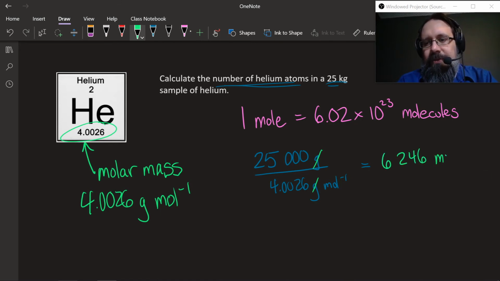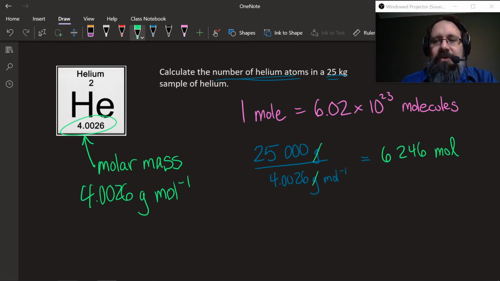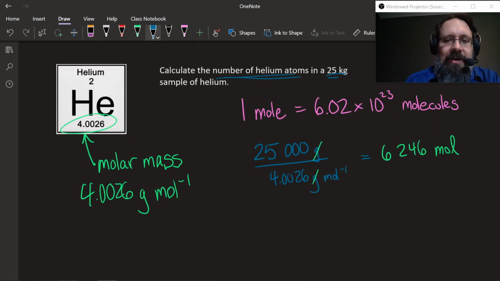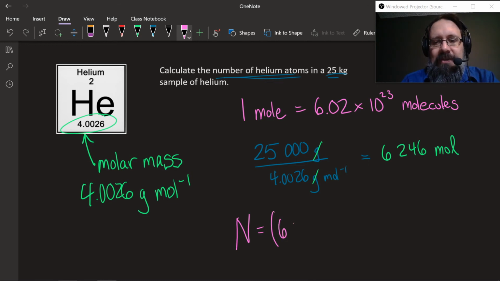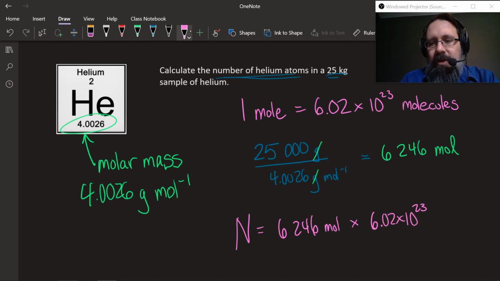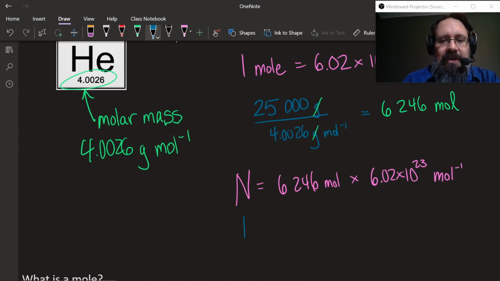6,246 moles. Okay, now I'm not done yet because I know that each mole has this many molecules. So now I just have to multiply those two numbers together. So the number of helium atoms, N, is going to equal 6,246 moles times 6.02 times 10 to the 23rd molecules per mole. And then I get that the number is just these two multiplied together.